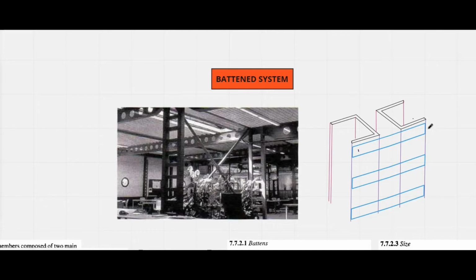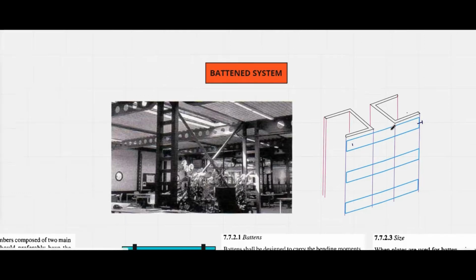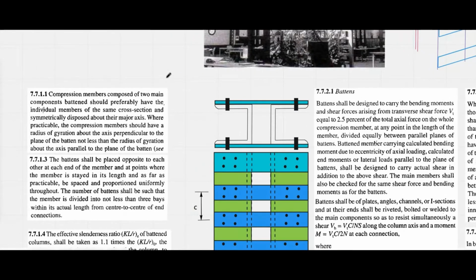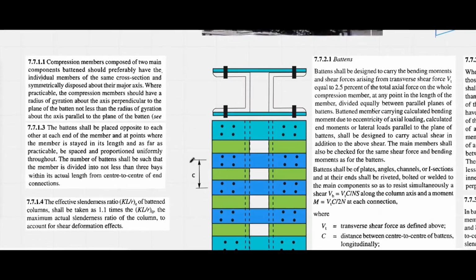There are some provisions where we need to satisfy minimum code provisions. So we will study what are the basic requirements for a designer to consider while designing a batten system. Let us assume there are two channels which are placed back to back as shown in the figure. The distance between the two battens is represented by C, which is the spacing, center to center distance.